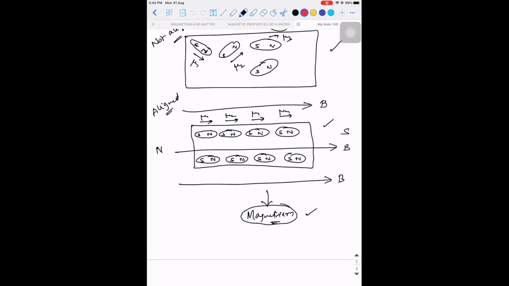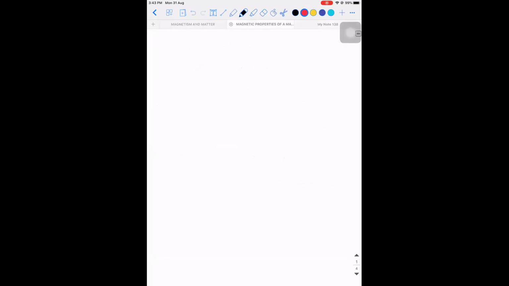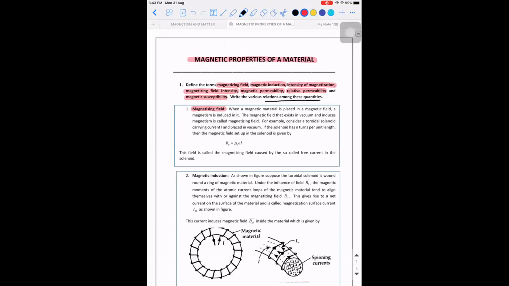Okay. So, are you guys clear till this point? This external field, which is used to magnetize a material, is what is called a magnetizing field. Okay, so that's what is given here.